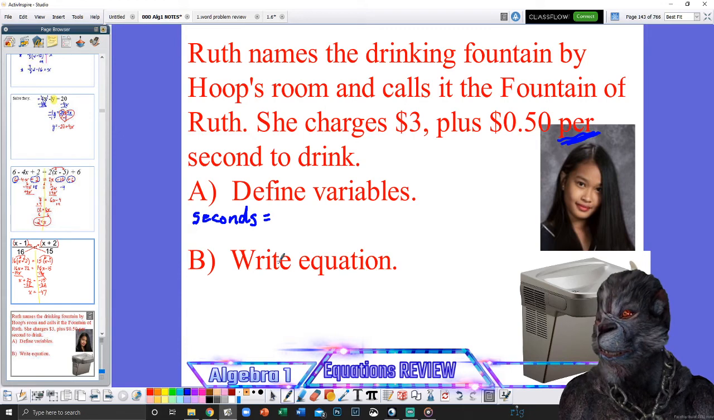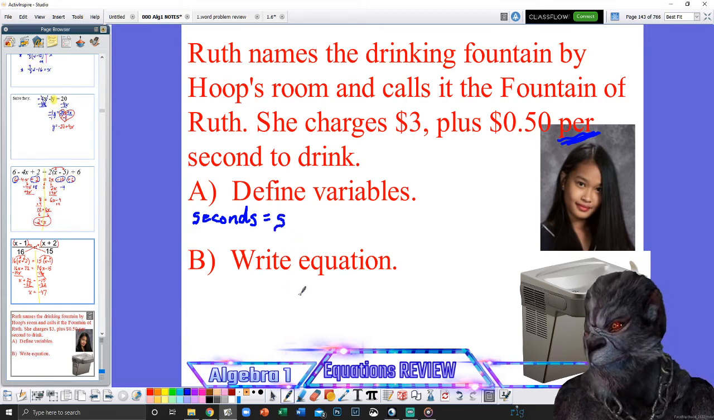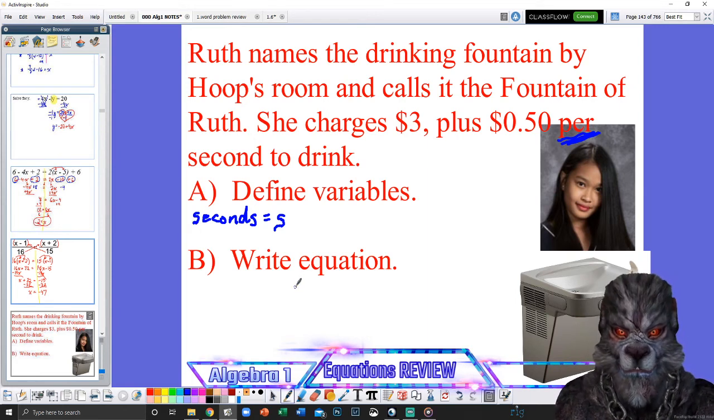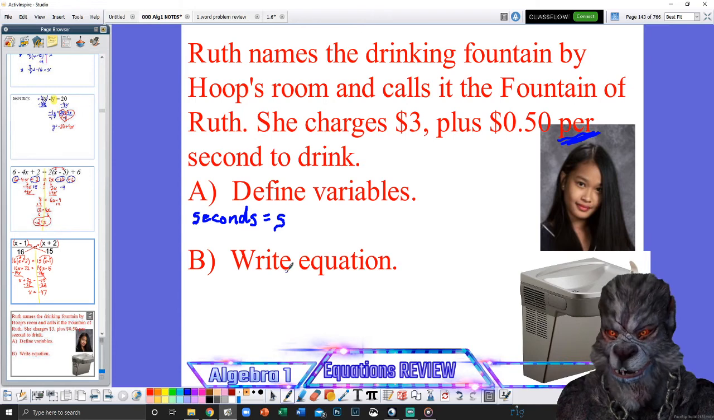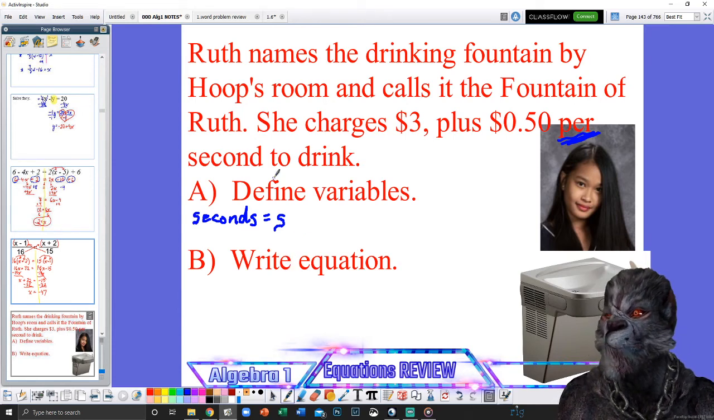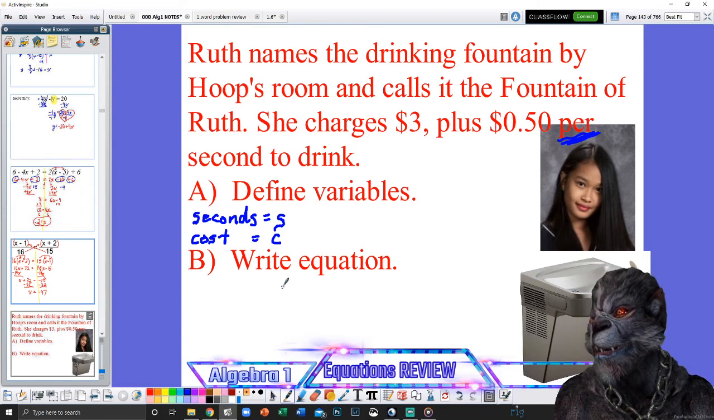Okay, so what letter do I want for seconds? Well, I'm going to use the letter S. There's my S. And then what happens if you drink a whole lot of seconds? What will change? Well, hopefully you're thinking the price will change, or the cost. So let's do cost. I'll put C for cost.